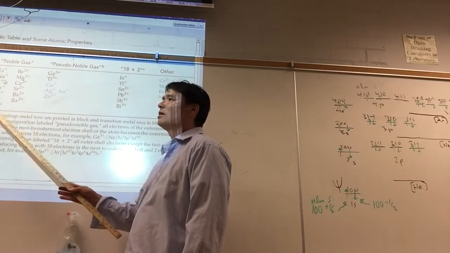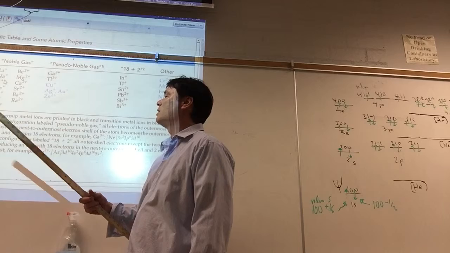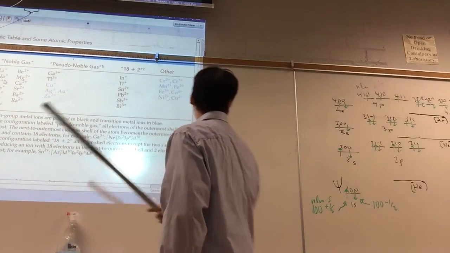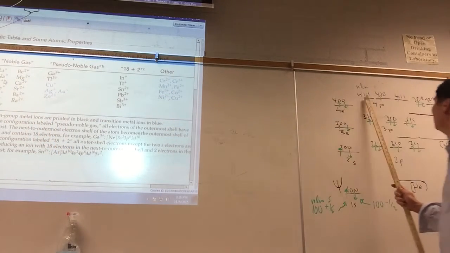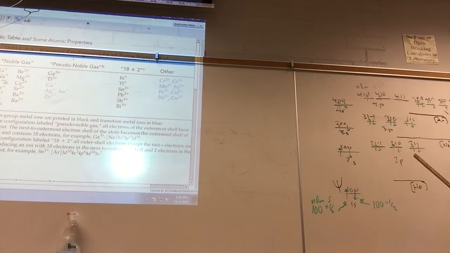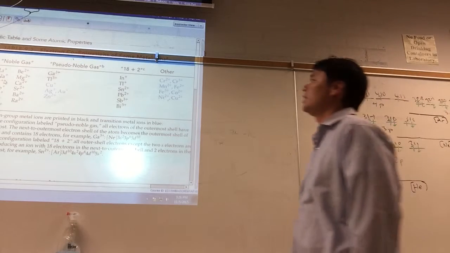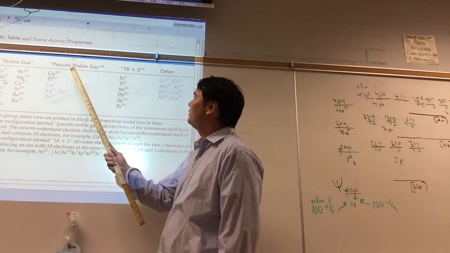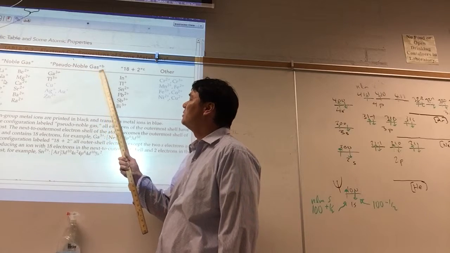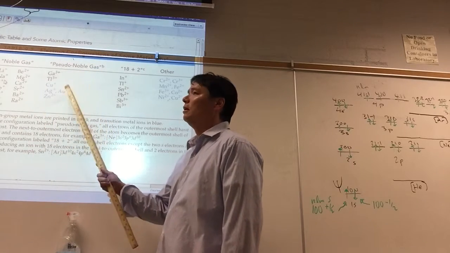The metals are going to lose electrons to be isoelectronic, that is, to have the same number of electrons as the nearest noble gas, because once we hit the core, then those are going to be very difficult to ionize. Then we have some that are called the pseudo-noble gases. And the pseudo-noble gases are like this.